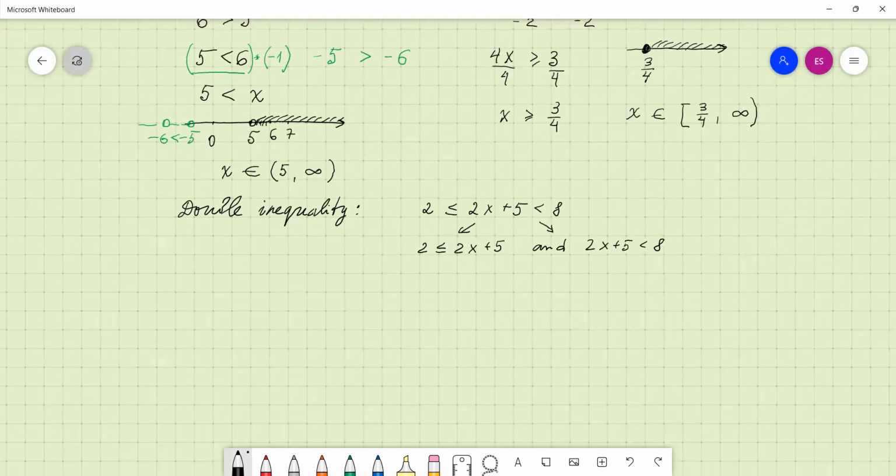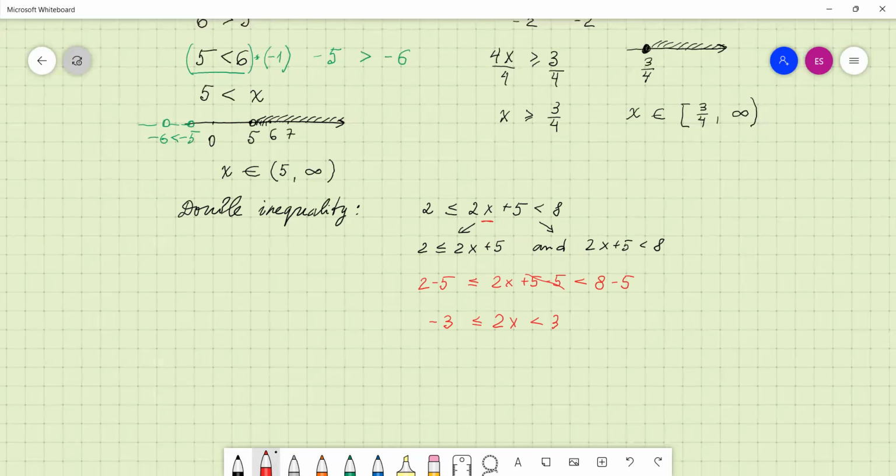For example, I'm going to start with subtracting 5 from all three parts. My goal is to isolate x. So I'm going to subtract 5 from all three parts of the inequality: 2 minus 5 less than or equal to 2x plus 5 minus 5 and less than 8 minus 5. Now 2 minus 5 is -3, right? Over here we have 2x because these two cancel each other. And over here 8 minus 5 is 3. Wow, very nice.